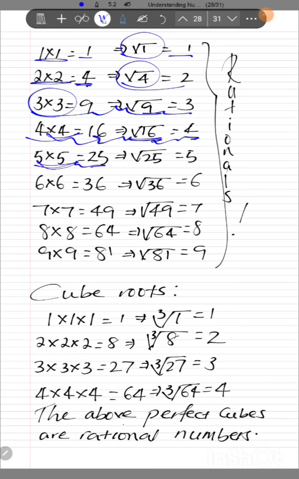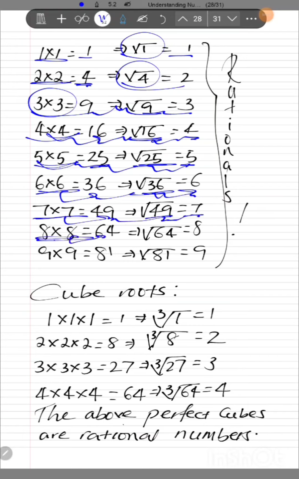5 times 5 is 25, then square root of 25 is 5. 6 times 6 is 36, then square root of 36 is 6. 7 times 7 is 49, then square root of 49 is 7. 8 times 8 is 64, then square root of 64 is 8. 9 times 9 is 81, then square root of 81 is 9. So, these numbers here are all rational. What about cube roots?